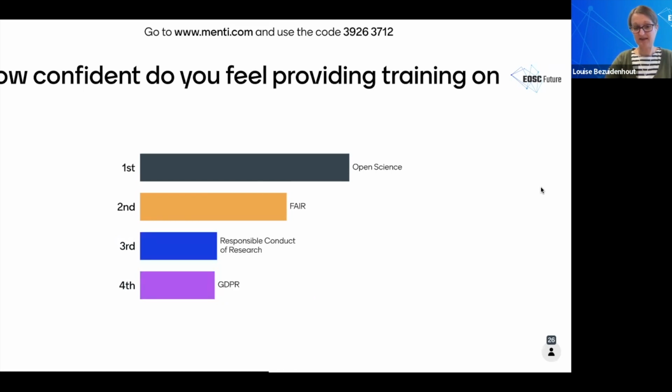I think we've stabilized. Okay, GDPR definitely was the one that we were anticipating would raise a lot of questions within this workshop. So it is something that we are conscious, not only that we need to talk about a lot in this workshop, but that there will be further training on in the future.